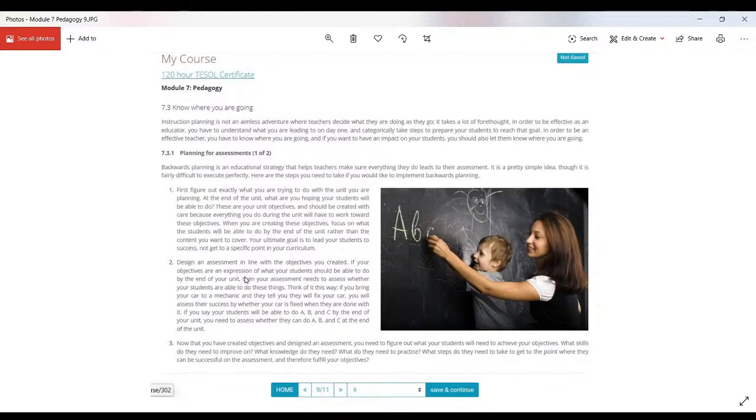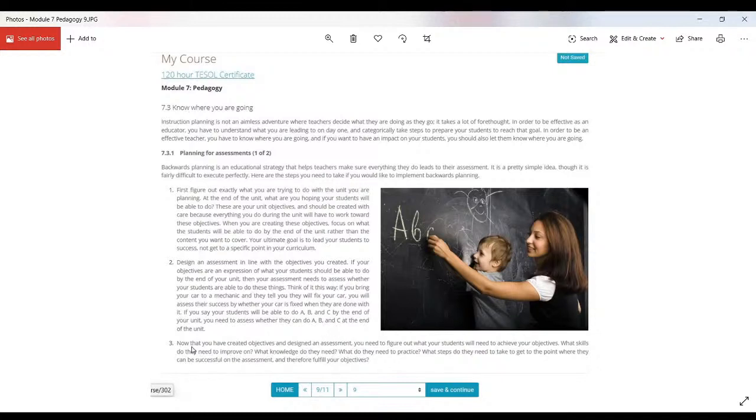Okay, next, design an assessment in line with the objectives you created. If your objectives are an expression of what your students should be able to do by the end of your unit, then your assessment needs to assess whether your students are able to do these things. Think of it this way. If you bring your car to a mechanic and they tell you they will fix your car, you will assess their success by whether your car is fixed when they are done with it. If you say your students will be able to do A, B, and C by the end of your unit, you need to assess whether they can do A, B, and C at the end of the unit.